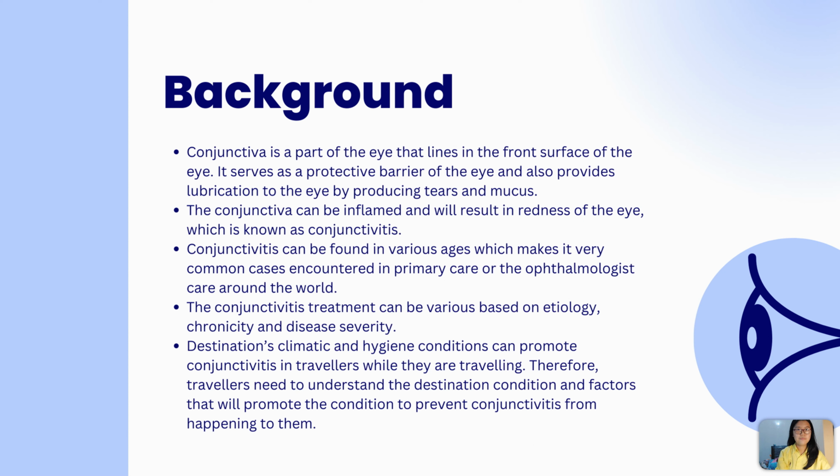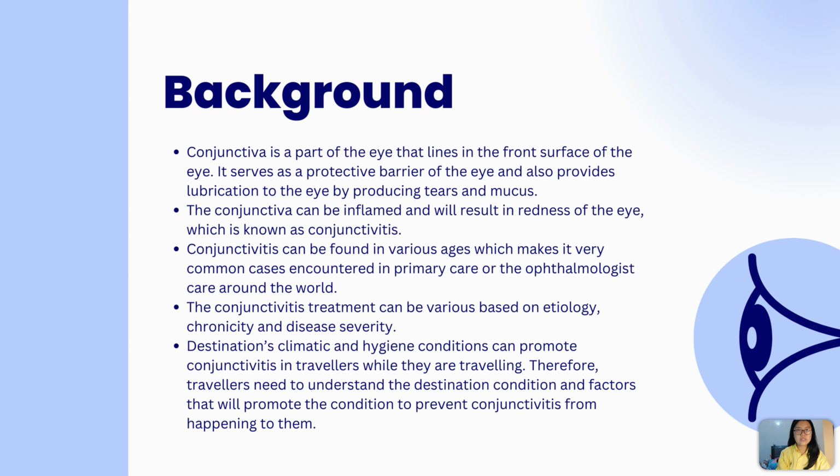Starting from the background. The conjunctiva lines the front surface of the eye. It serves as a protective barrier and provides lubrication in the eye by producing tears and mucus. The conjunctiva can be inflamed, resulting in redness of the eye, which is known as conjunctivitis. Conjunctivitis can be found in various ages, which makes it a very common case encountered in primary care or ophthalmologist care around the world. The conjunctivitis treatment can vary based on the etiology, chronicity, and disease severity.